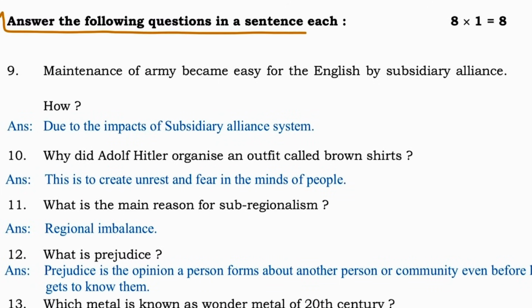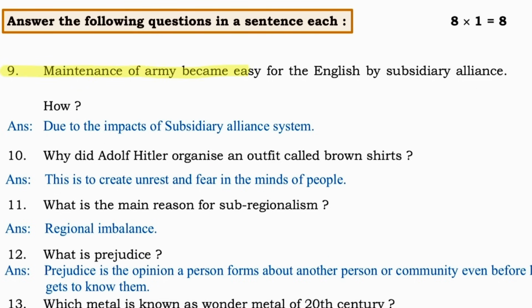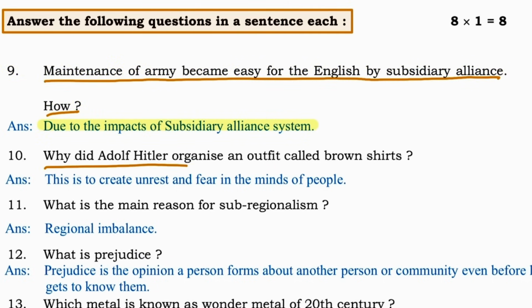Answer the following questions in a sentence each. Question number 9. Maintenance of army became easy for the English by subsidiary alliance. How? The answer is due to the impacts of the subsidiary alliance system. Next question. Why did Adolf Hitler organize an outfit called Brown Shirts? The answer is this is to create unrest and fear in the minds of people.